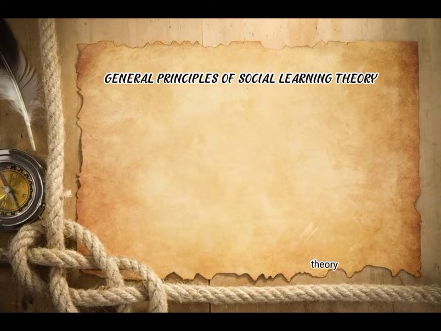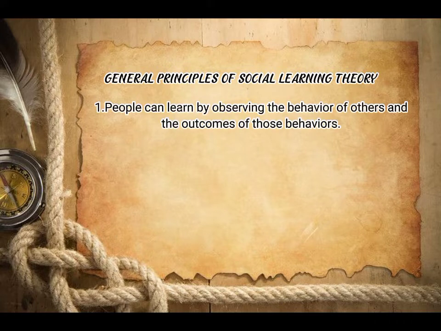There are four general principles of social learning theory. First, people can learn by observing the behavior of others and the outcomes of those behaviors.